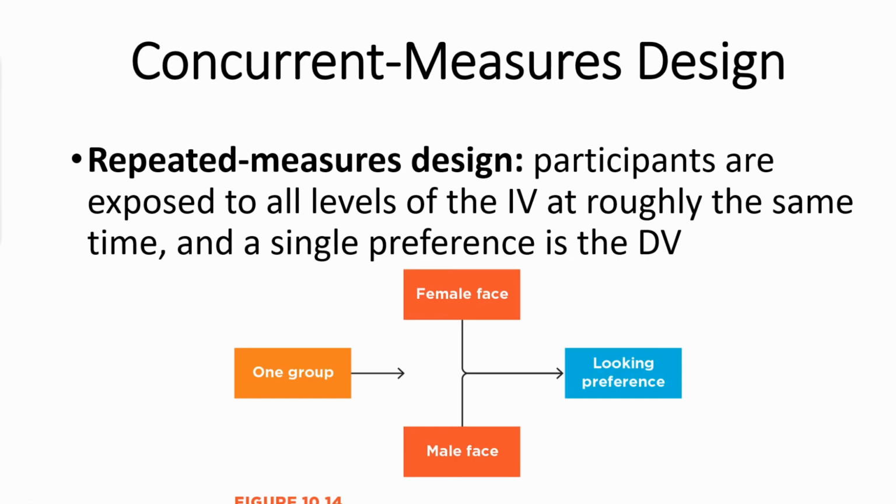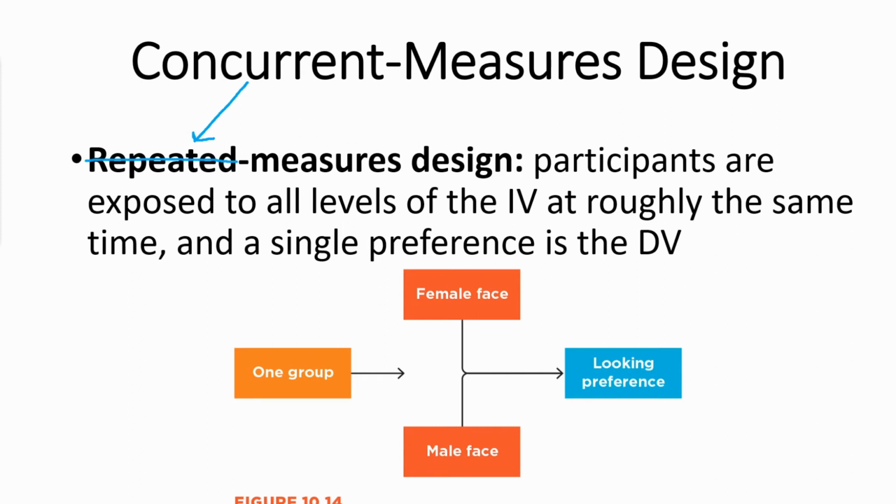Next, we're going to talk about concurrent measures design. And I want to start right off the bat by realizing that I made a typo and I forgot to change the definition here. So this should in fact be concurrent measures design. I just didn't change it from the last slide. So make sure you update your notes with that.